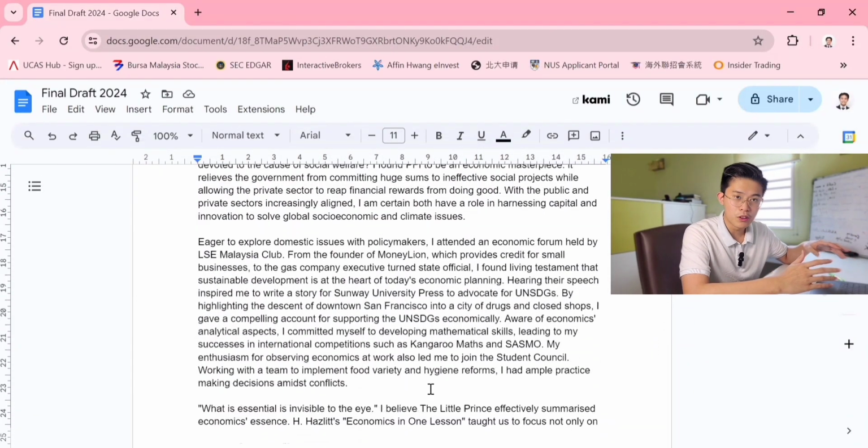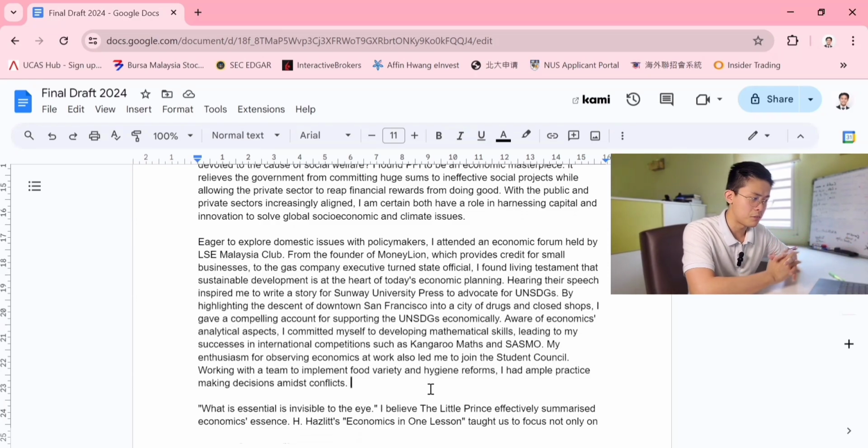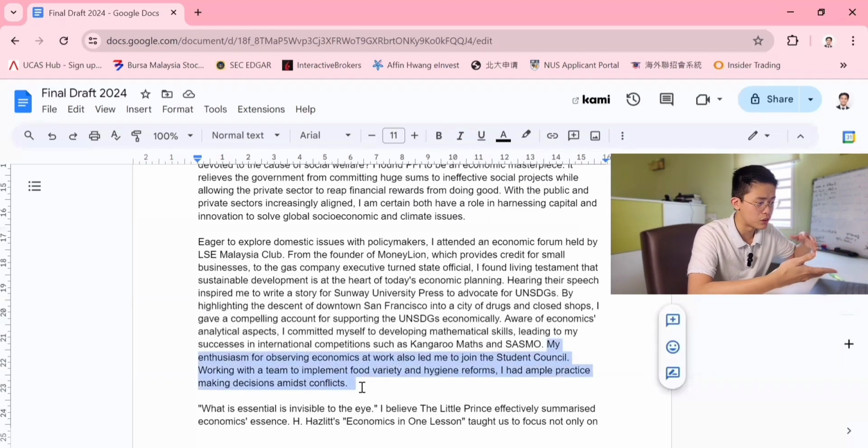So this is the fourth paragraph, which is the part where I want to emphasize the extracurriculars that I have done in my college and during my gap year. So you could see here that I included my experience writing and pitching my work in competitions, my experience learning about the UN SDGs, as well as my experience attending international maths competitions. In the final sentences, I also included my experience working as part of the student government, and I also talked about what I've learned by undertaking these roles. So here I want to talk about why I included these extracurricular activities in the first place.